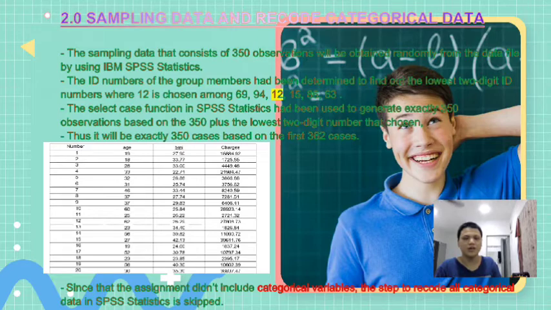Since we didn't choose categorical variables in this assignment, the step to recode the data in SPSS Statistics is skipped.